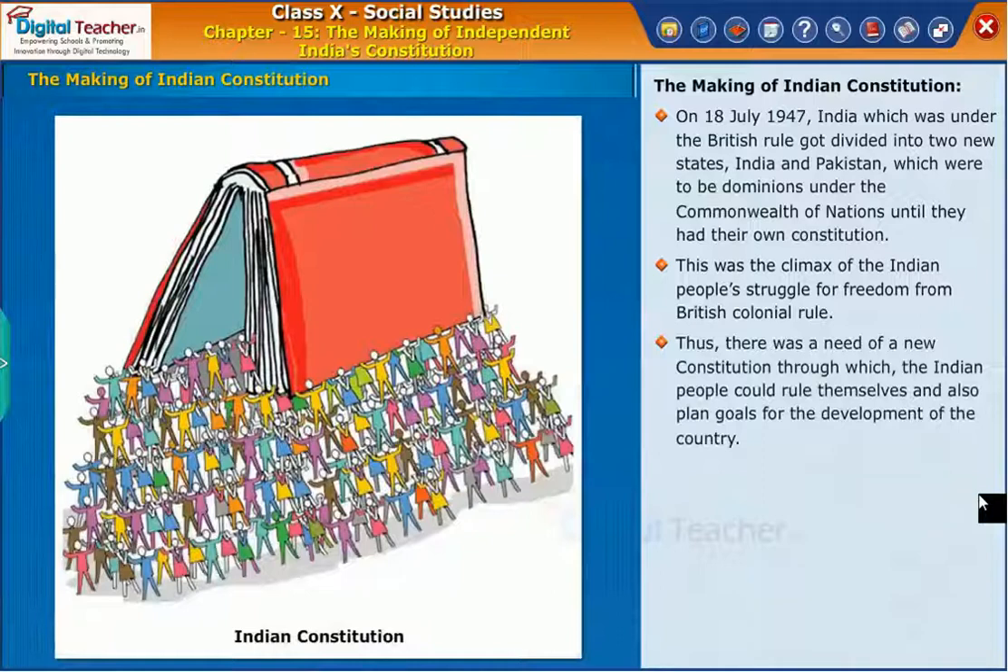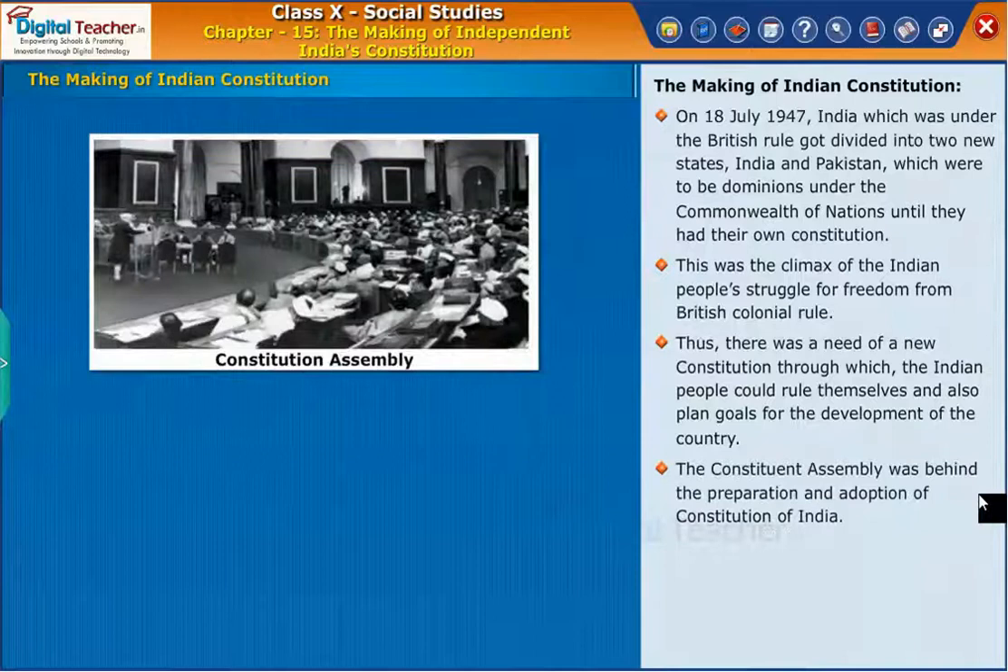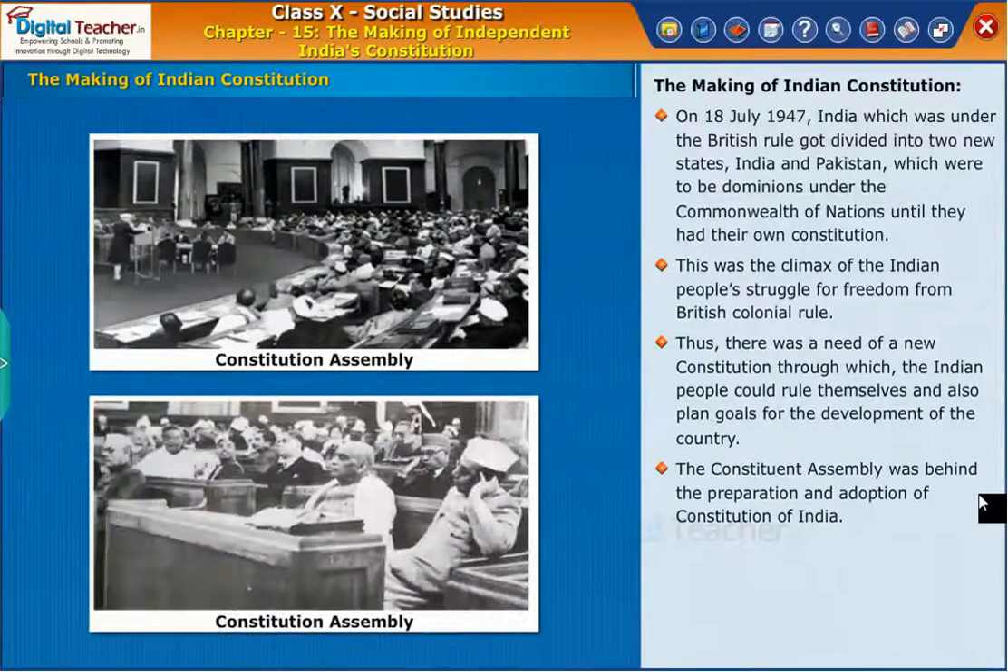Thus, there was a need for a new constitution through which the Indian people could rule themselves and also plan goals for the development of the country. The Constituent Assembly was behind the preparation and adoption of the Constitution of India.